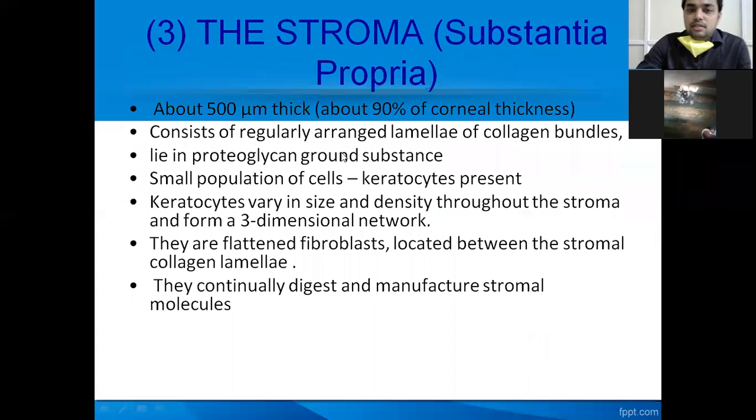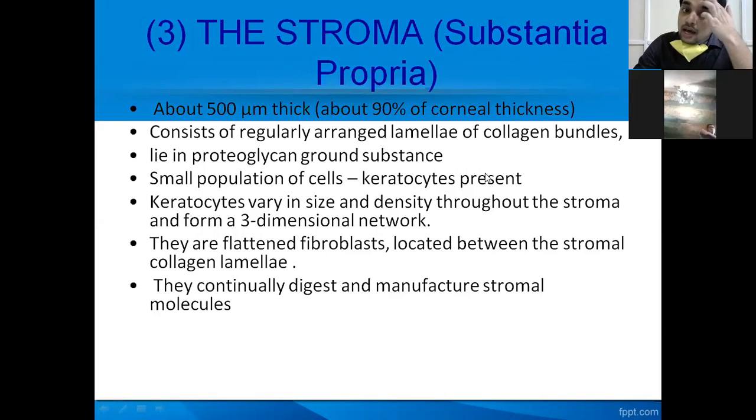So next layer is stroma. It is around 500 microns thickness, and it constitutes about 90% of the total corneal thickness. It mainly consists of regularly arranged collagen bundles. This regular arrangement of collagen is important to maintain the transparency of the cornea. These collagen bundles lie in the proteoglycan ground substance, and along with this collagen and proteoglycan ground substance, we see keratocytes. We see the small population of keratocytes.